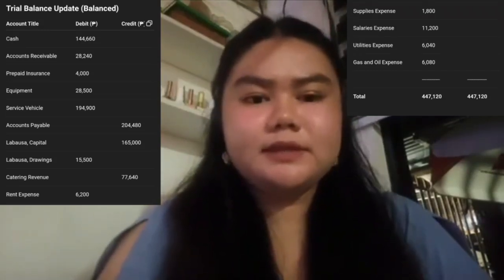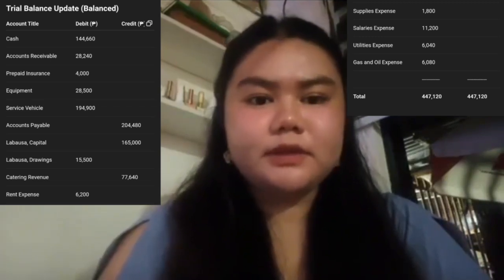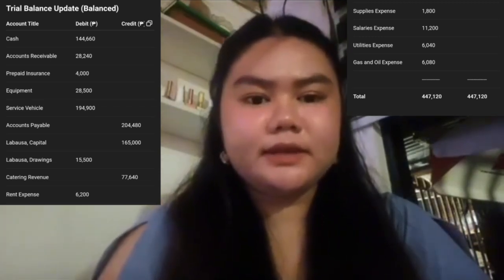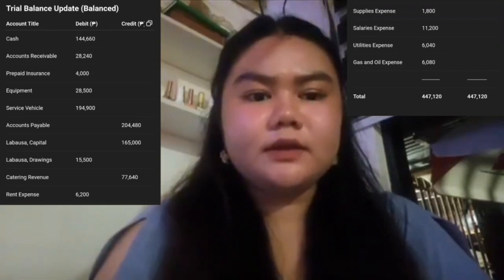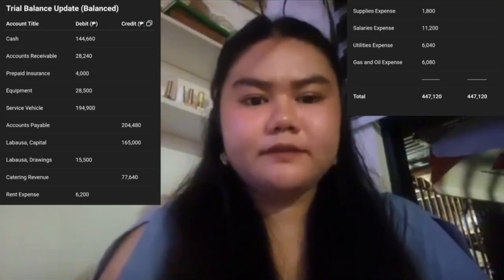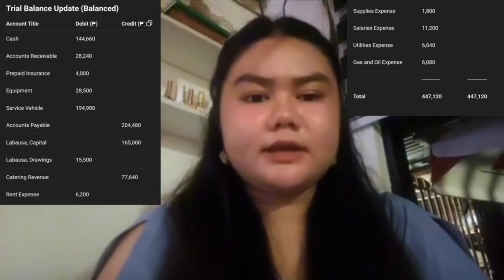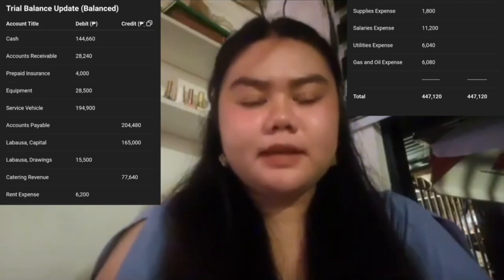When we add the debit side, 10,000 cash plus 2,000 supplies plus 2,000 rent expense equals 13,000. Then we add the credit side, 8,000 capital plus 5,000 sales equals 13,000. Since both sides are equal, the trial balance is balanced.